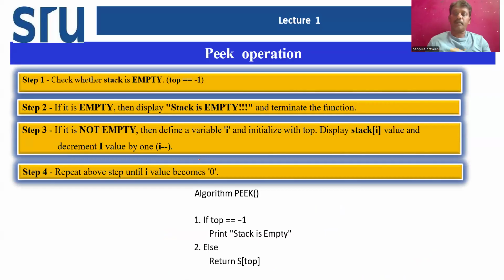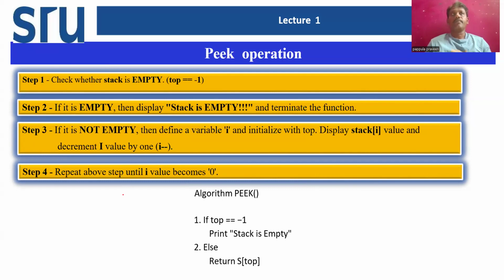And next one is the peek operation. Now peek operation means we print the top value. That is called the peek operation. Whether the stack is empty, how can we check whether the stack is empty or not? Simple, top equal to minus 1, your stack is empty. Right? And if it is empty, then display stack is empty and terminate the function. And next, if it is not empty, then define a variable i and initialize with the top, display stack of i value and decrement i value by 1, i minus minus.